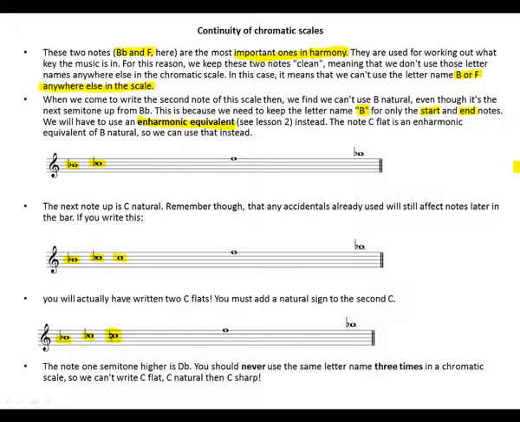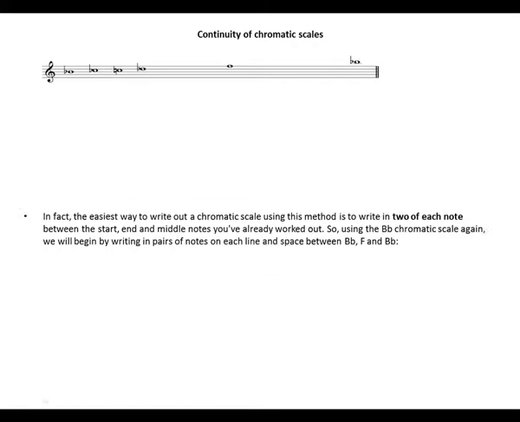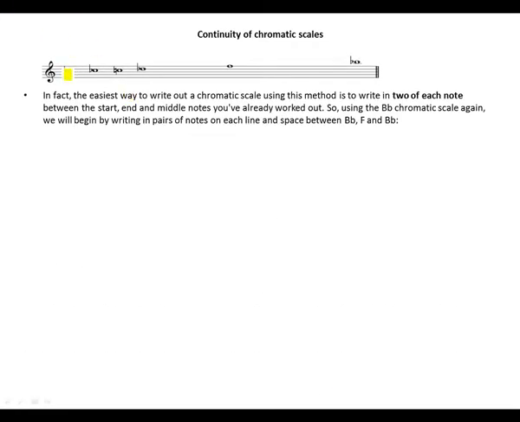The note one semitone higher is D flat. You should never use the same letter name three times in a chromatic scale. So we can't write C flat, C natural, and C sharp, because we can't use the same letter name three times. So here we have B flat, C flat, C natural, D flat.